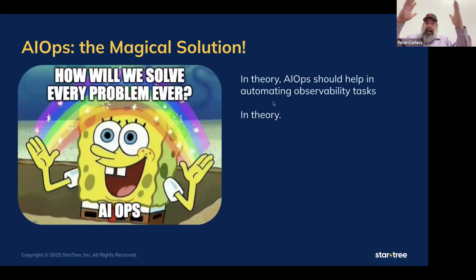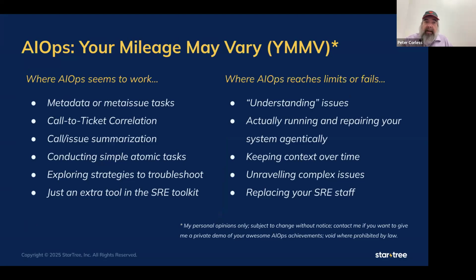How will we solve every problem ever? AI ops, right? It should be this nirvana. Why aren't we at nirvana yet? I think it highly depends upon the organization, the tools they use, the strategies they use, and where they try to implement AI. Right now, I would say a lot of where AI seems to be working is at the metadata or meta issue tasks, like the call to ticket correlation or maybe issue summarization. So you have a long 1 hour debrief call where the team was all together with their vendors and a whole bunch of folks, talking about whether it is on the client side.